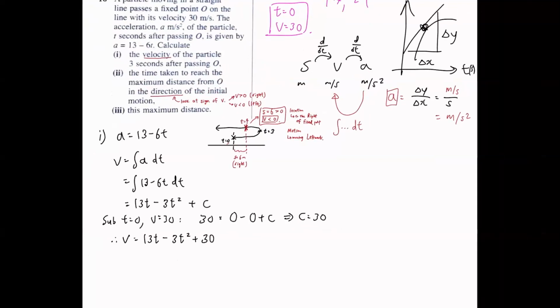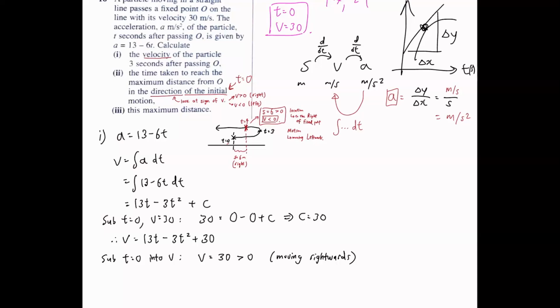so direction of the initial motion. Initial means what? T equals 0. Okay, so we're going to sub in T equals 0 into the V, and then we check the value of V. Oh, we realize it's 30, which is more than 0. So it's moving to the right, or rightwards. Okay?